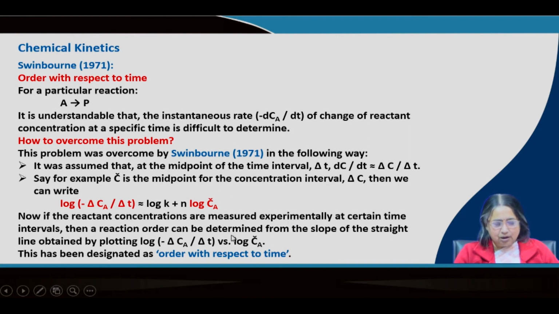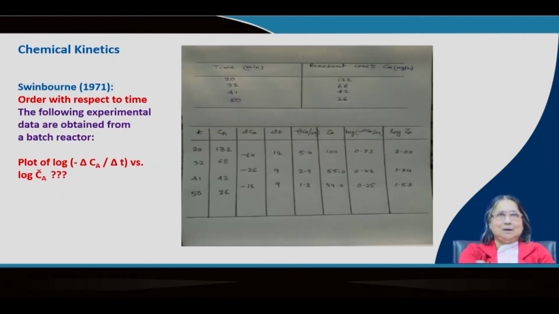Then the reaction order can be determined from the slope of the straight line obtained by plotting delta Ca by delta T versus log Ca average. After plotting this versus this, you will get the order of the reaction. He called this the order with respect to time. Now, let us see with an example.